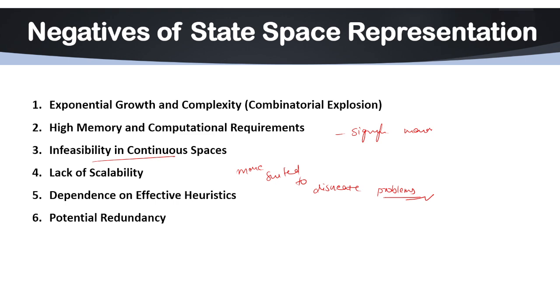Next is the lack of scalability. Some problems like multi-agent systems and environments with many variables result in enormous state spaces that cannot easily scale. Attempting to model these systems with state space representation can quickly become impractical. That is why we say it has a lack of scalability.